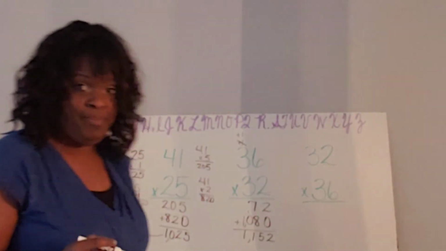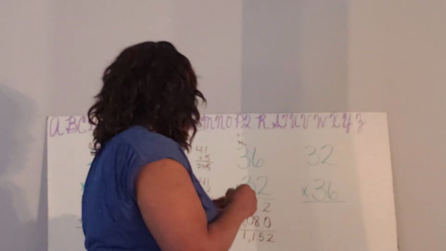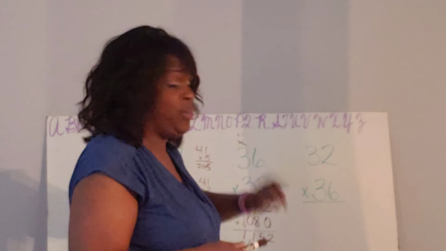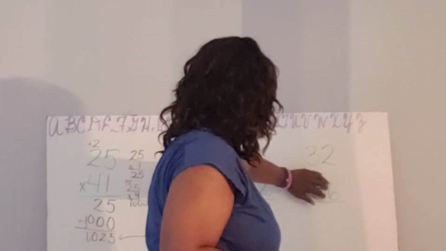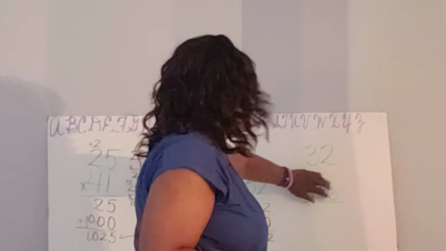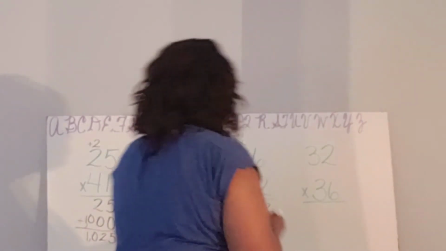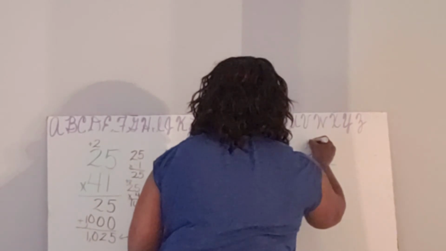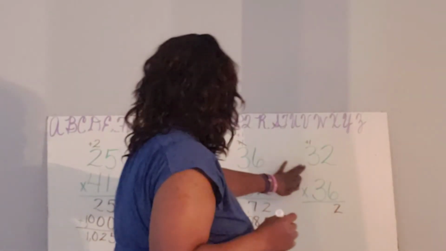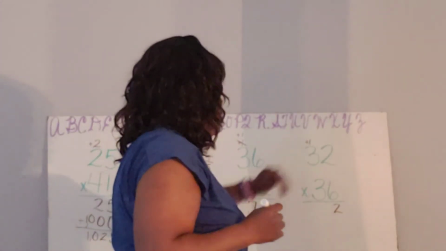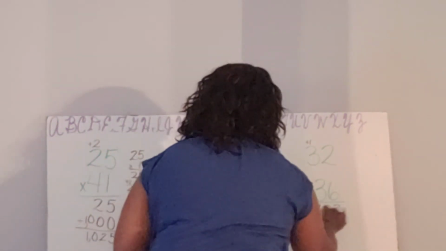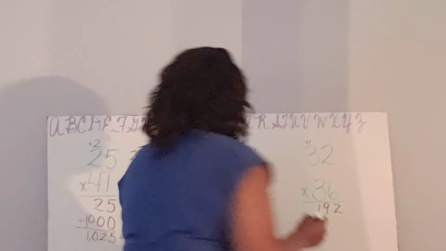Well, the only way that we're going to check to see if that's correct is by switching our factors. So now, instead of 36 times 32, we're doing 32 times 36. And instead of 36 times 2, now it's 32 times 6. So 2 times 6, oh, it's 12. That's fine. Carry over the 1 with a plus sign. And then you're multiplying 3 times 6. 18 plus 1, 19. Bring down both my 1 and my 9.